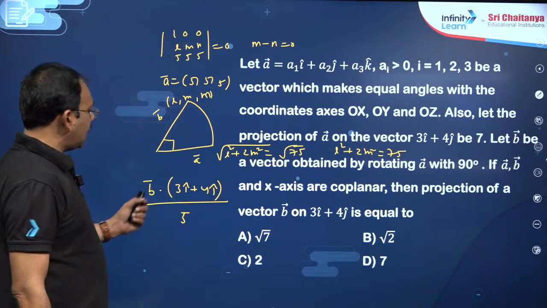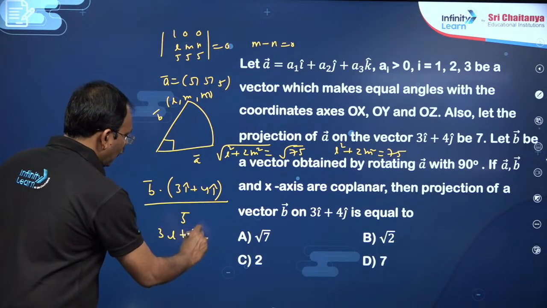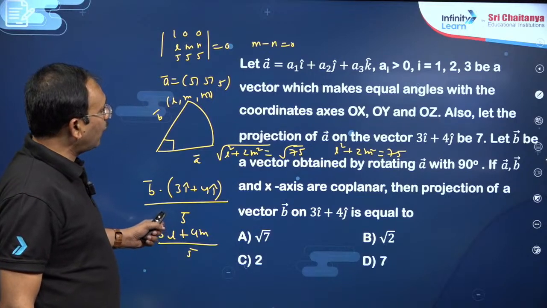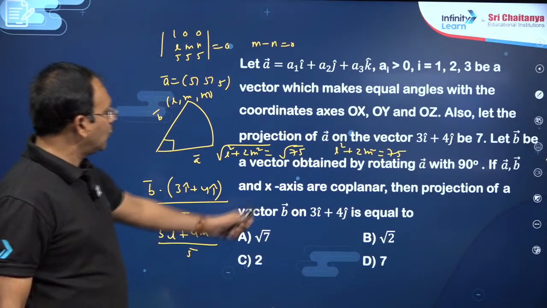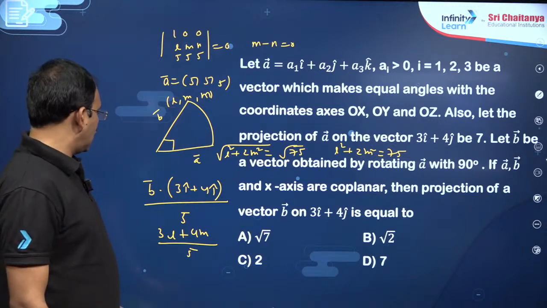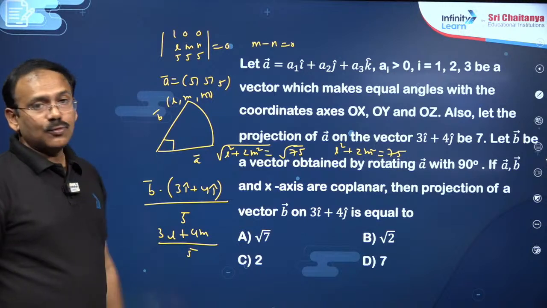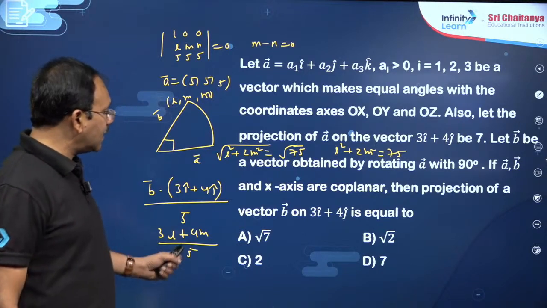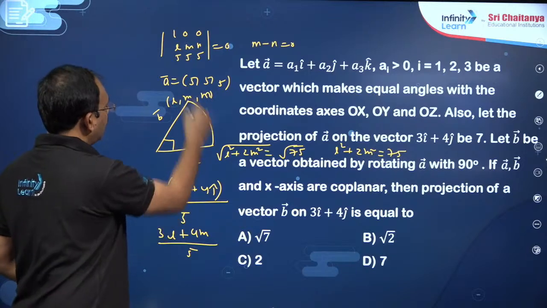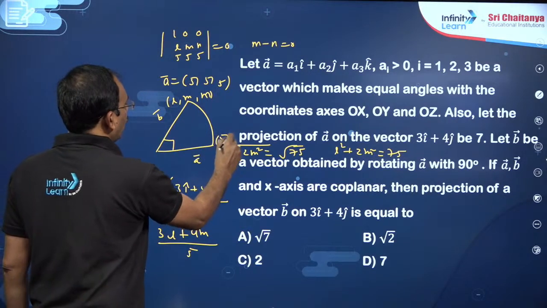So in terms of L and M, the answer is (3L plus 4M) by 5. You know that L squared plus 2M squared is equal to 75, and from this you need to find 3L plus 4M. You have to derive a condition connecting L and M. We haven't yet applied that these two vectors are perpendicular.